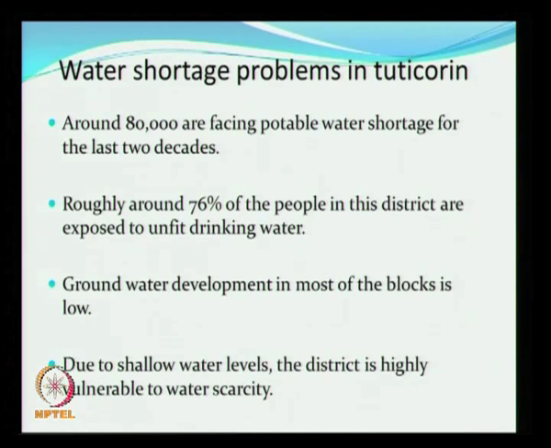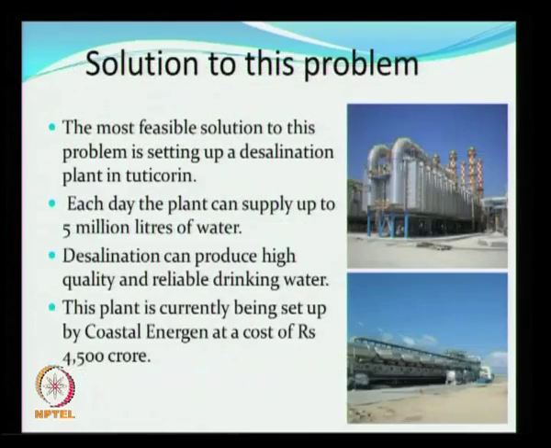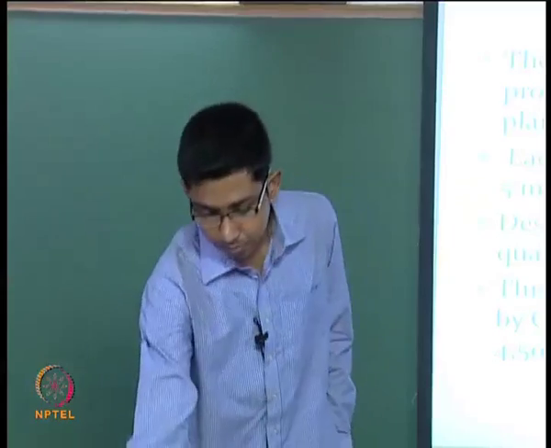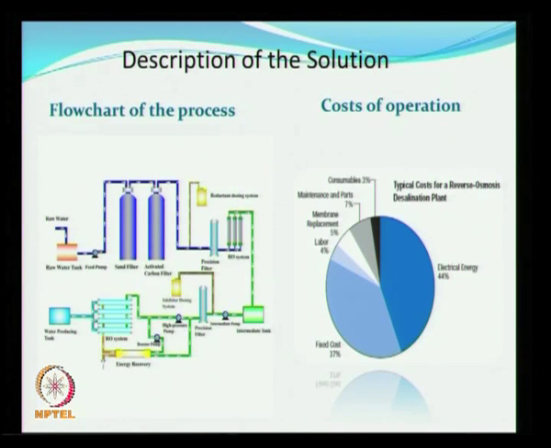These are the problems which I mentioned in my last presentation. When I discussed these problems with some officials in the Municipal Corporation of Thoothukudi, they informed me that a desalination plant is currently being set up to solve these problems. This plant will have the capacity to supply 5 million liters of reliable and high quality water per day. It is being set up at a cost of around rupees 4,500 crores, and it is the most feasible solution to solve this problem. A flowchart of the process is shown in this slide along with the cost of operation.